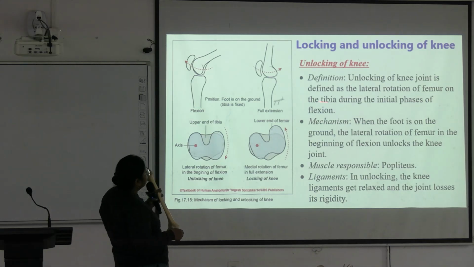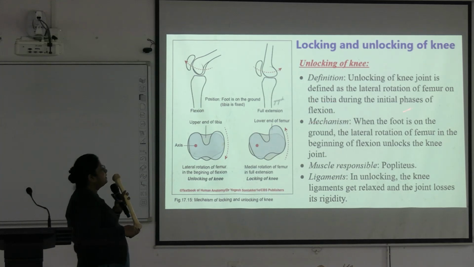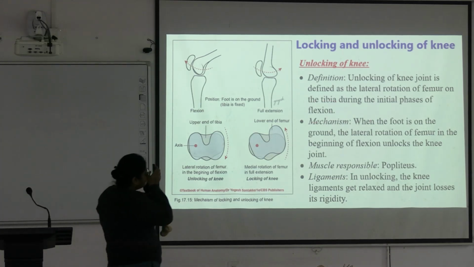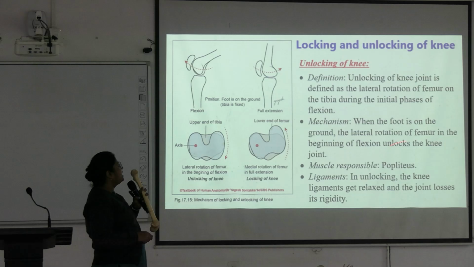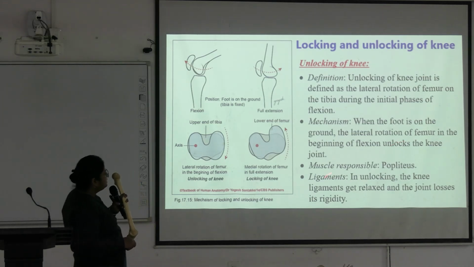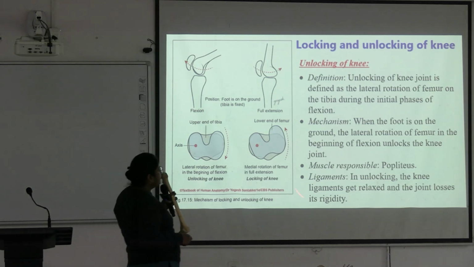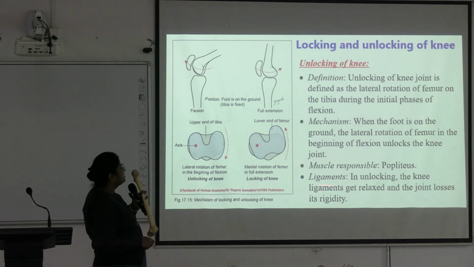Unlocking of the knee joint is defined as the lateral rotation of the femur on the tibia during the initial phases of flexion. What is the mechanism? When the foot is on the ground, the lateral rotation of the femur in the beginning of flexion unlocks the knee joint, and the muscle responsible is the popliteus muscle. And what is the position of the ligaments? In unlocking, the knee ligaments get relaxed and the joint loses its rigidity.